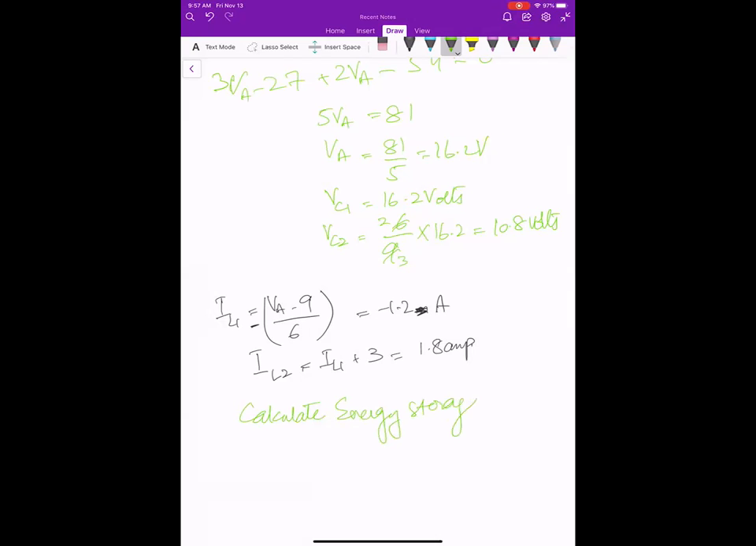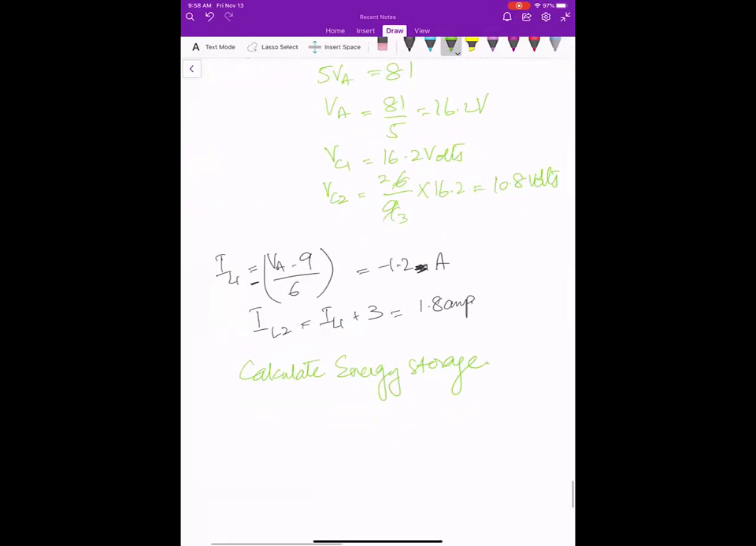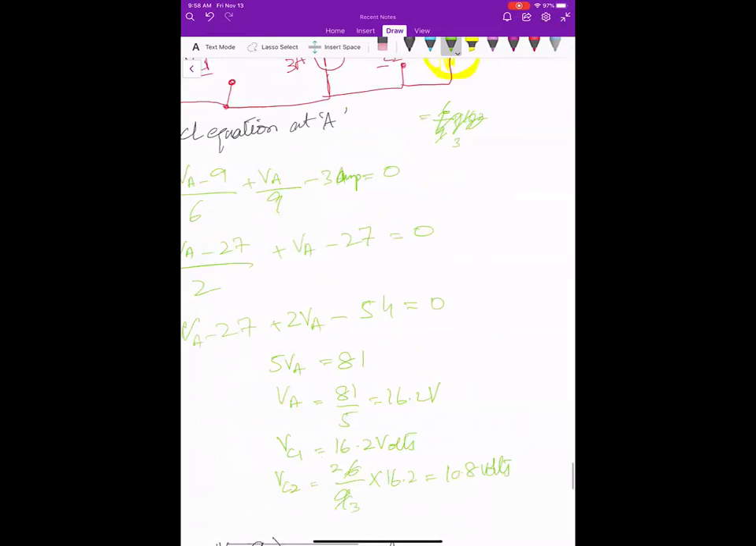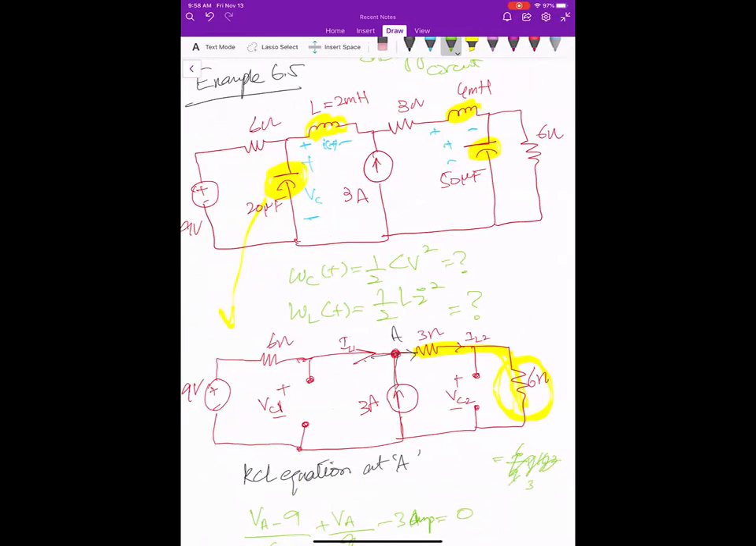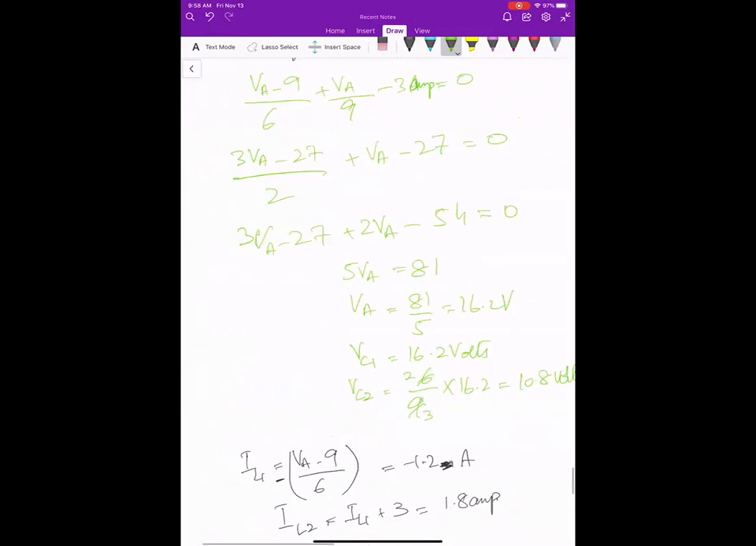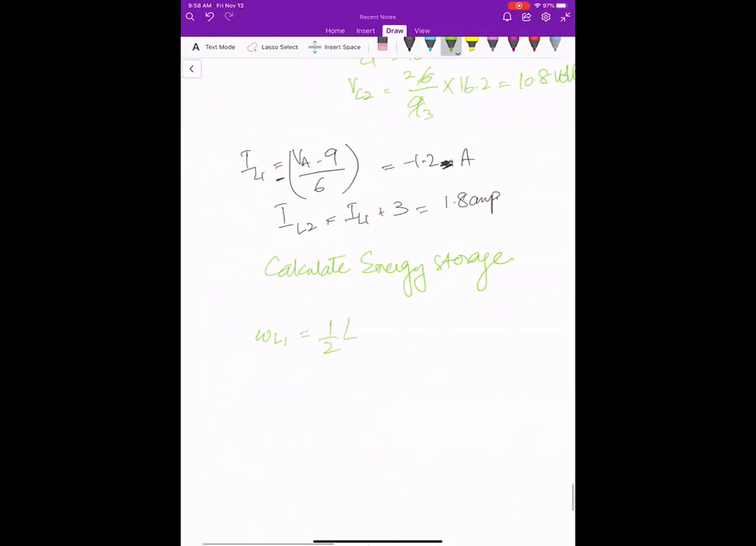Energy storage. I will find two of them maybe. So let's see, WL1. L1 is 2 millihenries, because I have taken this as L1. So it will be 1/2 L I squared, 1/2 into 2 into 10 to the power minus 3 into I squared, where I is IL1, which is minus 1.2, squared.